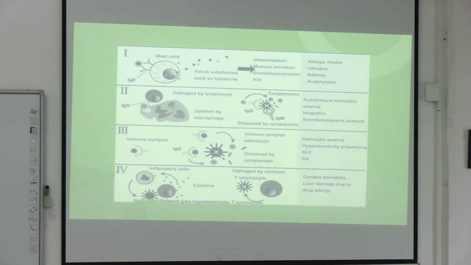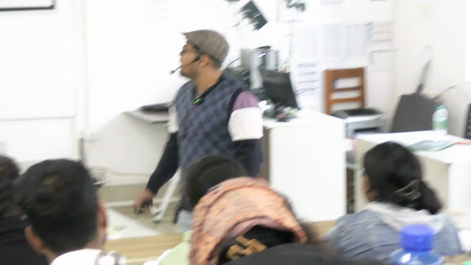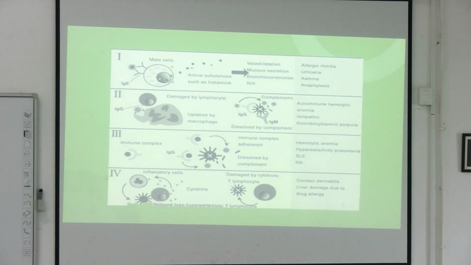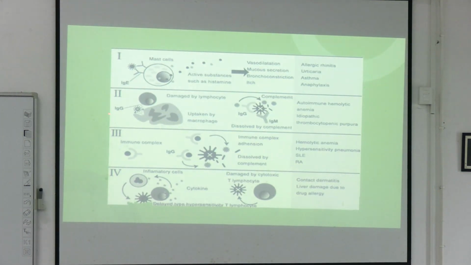So this is a schematic diagram of type 1, type 2, type 3 and type 4. Type 1, the pivotal role playing cells are immunoglobulin E and mast cell. Okay, mast cell has a receptor for immunoglobulin E. Whenever there is exposure to allergen, the immunoglobulin E attaches to the mast cell surface, and as a result the mast cell degranulates its contents by the mechanism of exocytosis. So release of the preformed vesicles and release of vasoactive amines like histamine, serotonin, etc. And those are responsible for vasodilatation, mucus secretion and bronchoconstriction, like asthma.